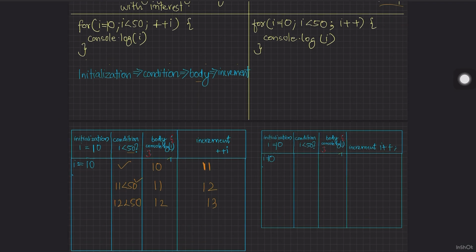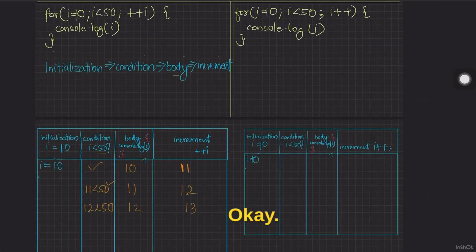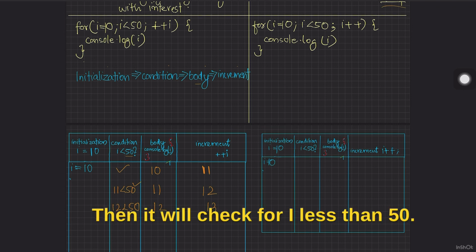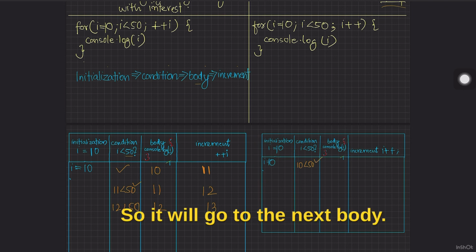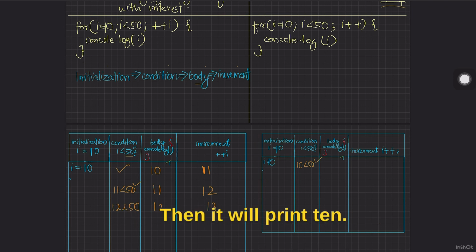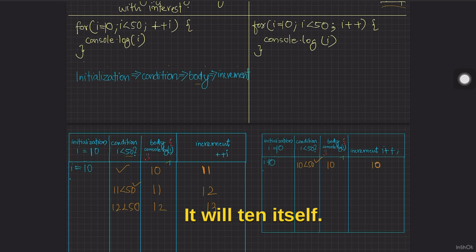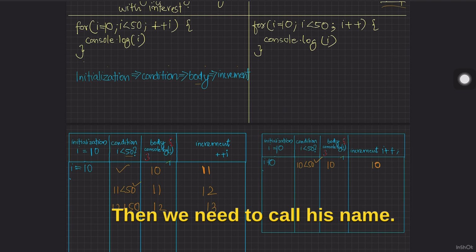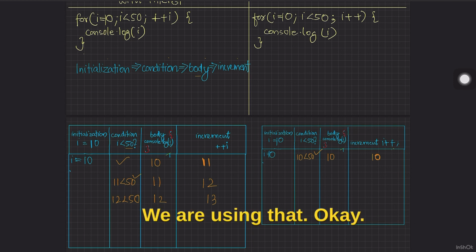But in post-increment, let us look at how it will work. Similarly, in post-increment, initialization i is equal to 10. Then it will check i less than 50. 10 less than 50, yes, it is true. So it will go to the body. Then it will print 10. Then here comes the increment, i++. Here it will not increment, it will stay 10 itself. As we said earlier, we need to call his name. But here we didn't call his name. We just said give me my money back with interest.